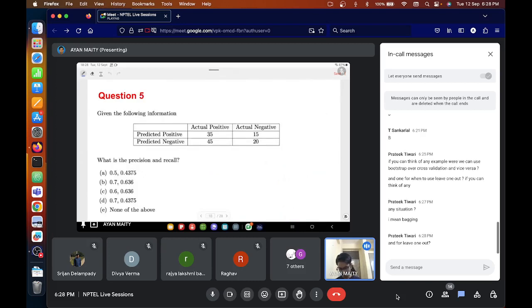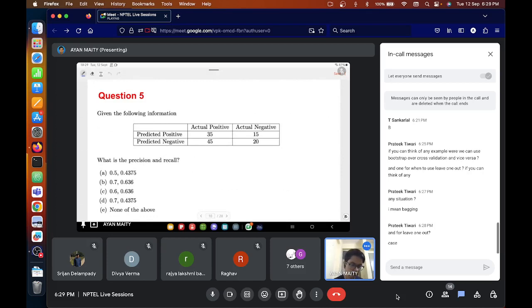Now question 5. Pratik is asking about leave one out. I'm not able to understand your question properly. Can you unmute and ask your question properly?